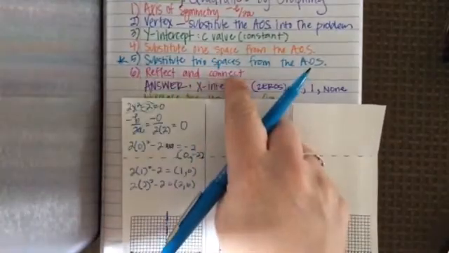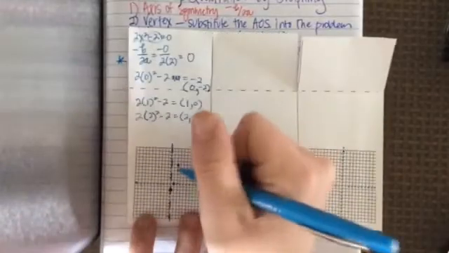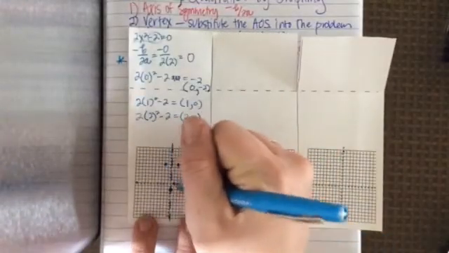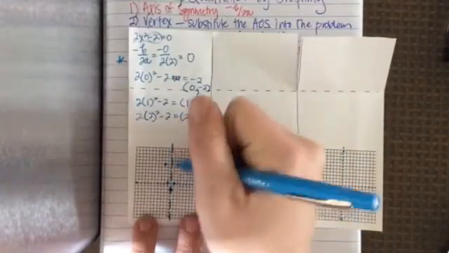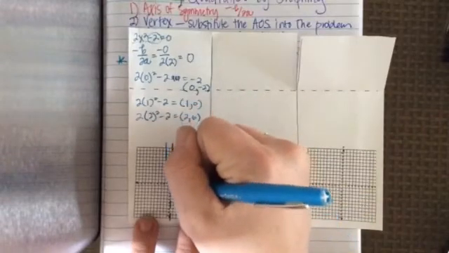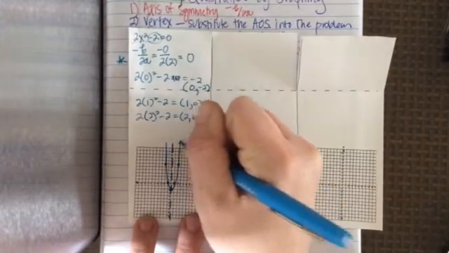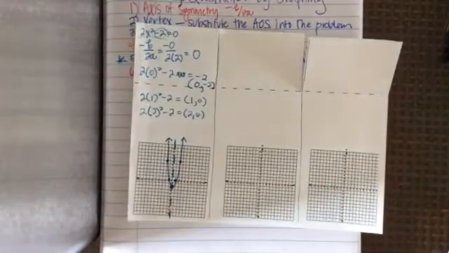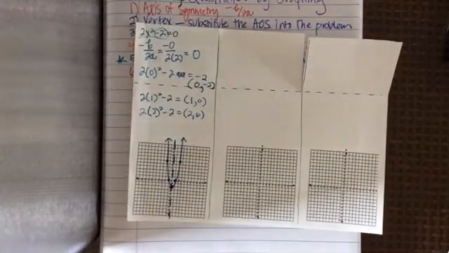Step 6 is reflect and connect. And that's graphing. We've already graphed. We already have this done.